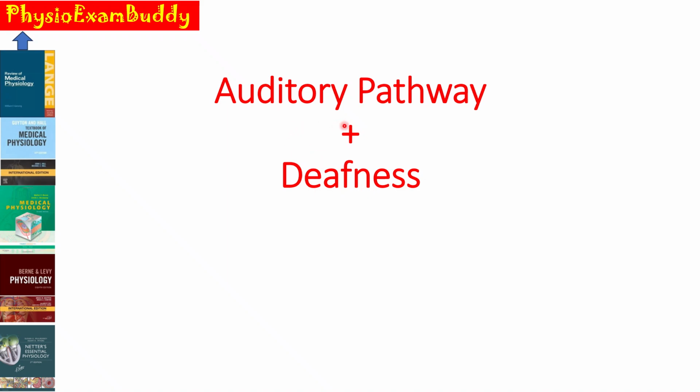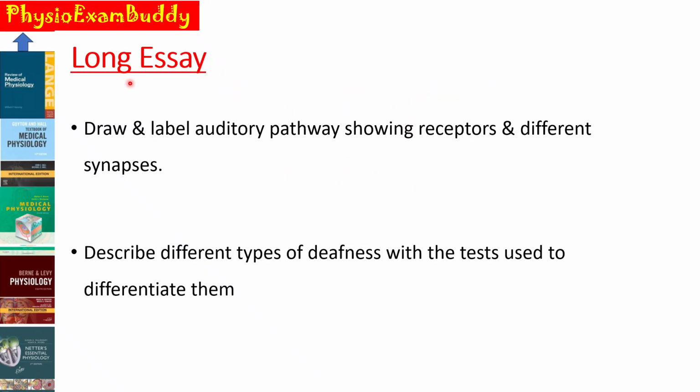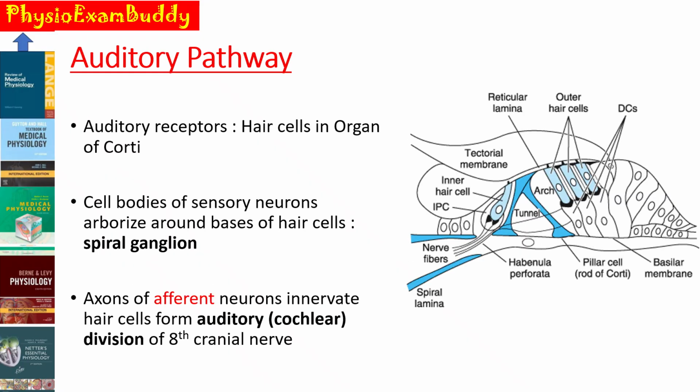This video is on the auditory pathway as well as deafness. One of the recently asked long essay questions for the physiology exam is: draw and label the auditory pathway showing receptors and different synapses. And the sub question was: describe the different types of deafness with the tests used to differentiate them. So this video deals with the auditory pathway as well as the different types of deafness.